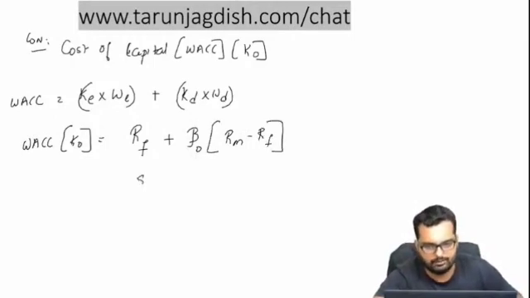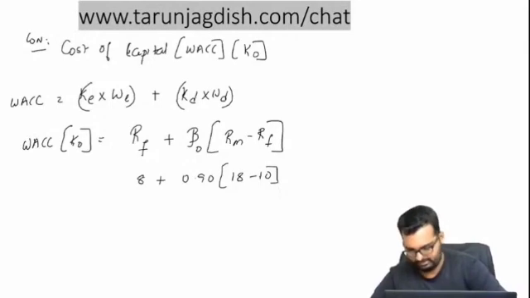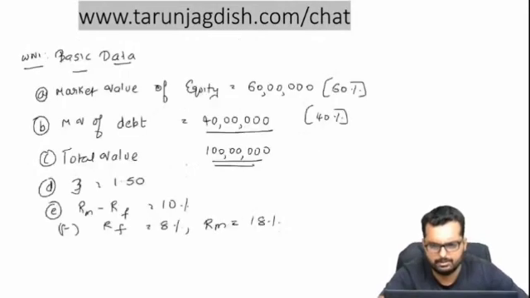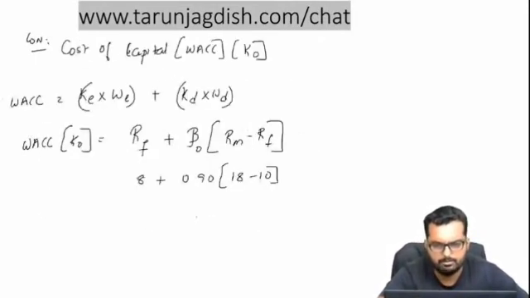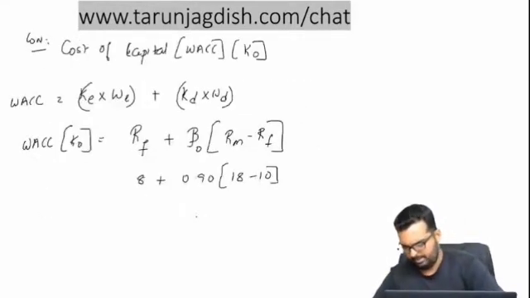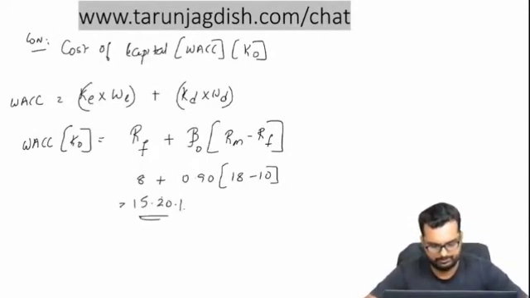So here how much is RF? 8 plus what is the overall beta? We got 0.9, into 18 minus 10. So what is the answer I get? 8 into 0.9 plus 8. One minute. Have I taken the numbers correctly? RM is 18, RF is 10. Okay, so that is beta overall, and RF will be 8. That's right. It will be 8 into 0.9 plus 8. Do I get the answer as 15.20%? Can you write down this in your books now, friends?